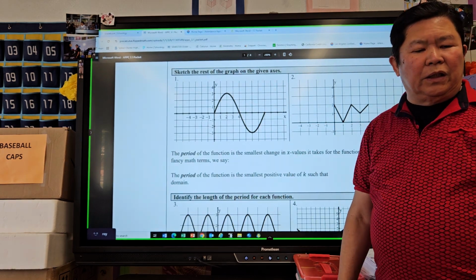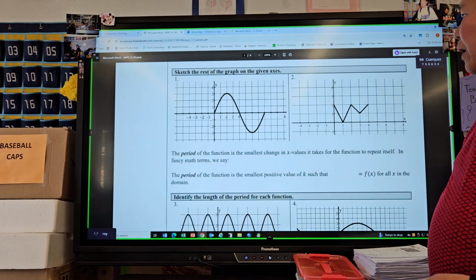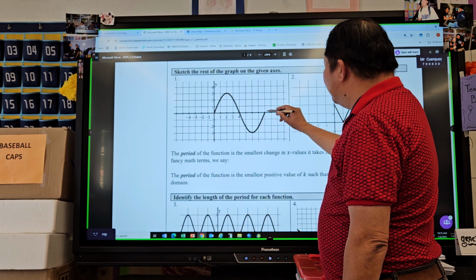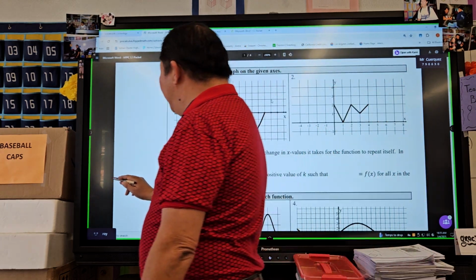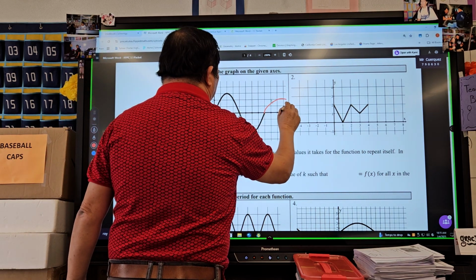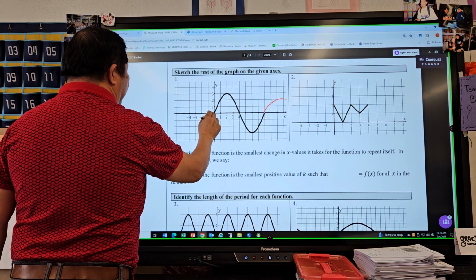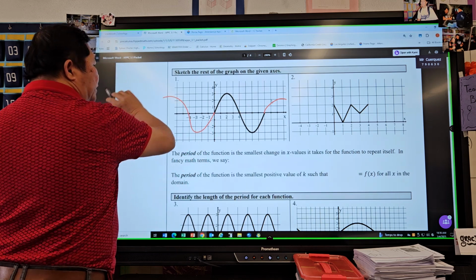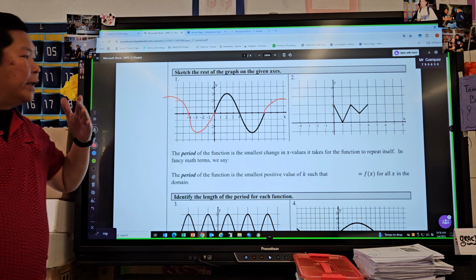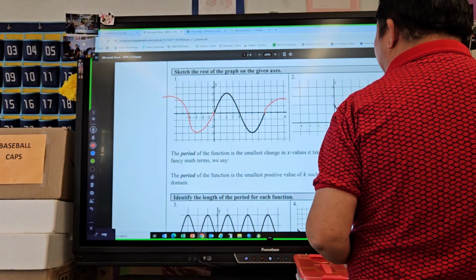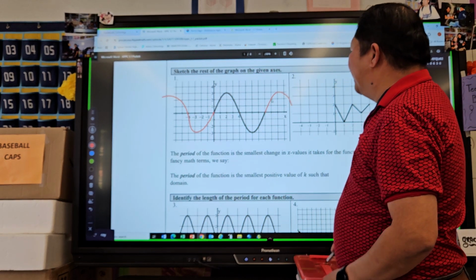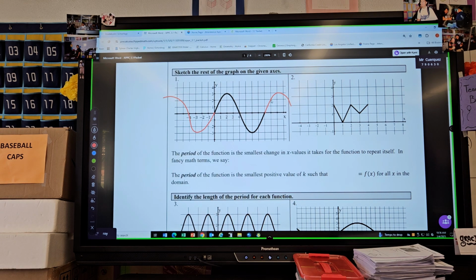Now, let's take a look at the period. If I'm going to extend this graph, the graph looks this way. Okay, and then this goes this way, and so that's the cycle. So the cycle is repeated all the time.